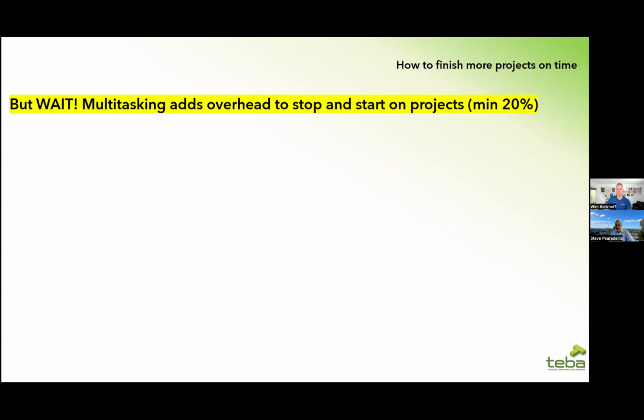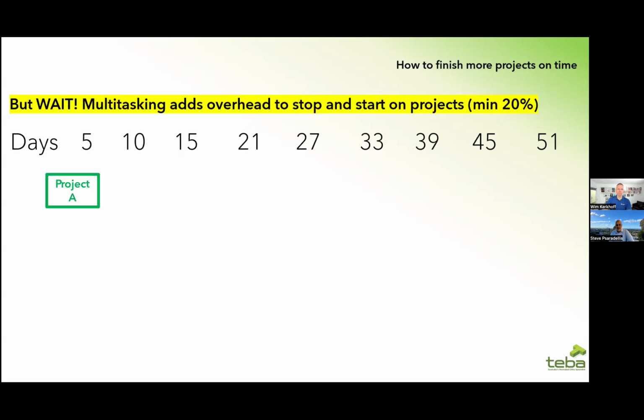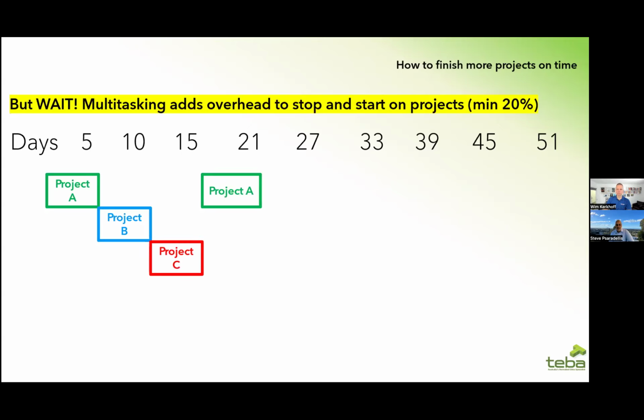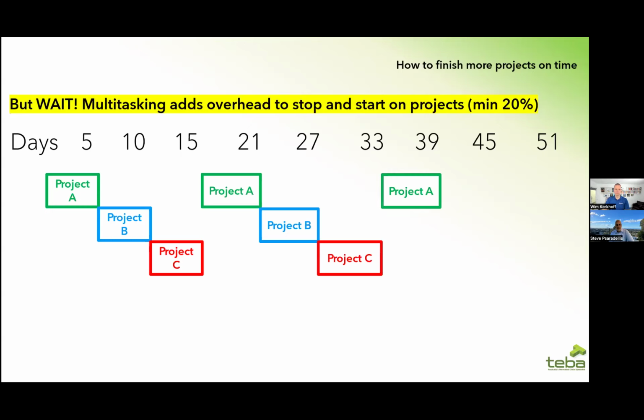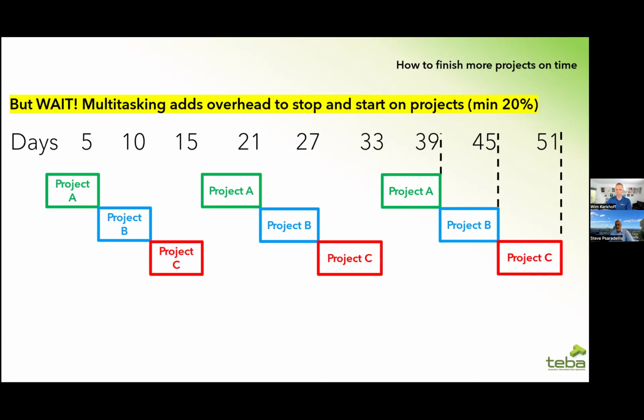So let's look at reality here. If we started Project A, B and C, like we did last time, Project A would take slightly longer to go the next time around. B would take slightly longer, C, and you can see how that's going to work. So the actual days, if we just assume the average of 20% overhead to restart a task or part of a project, is going to be day 39, 45, and 51.